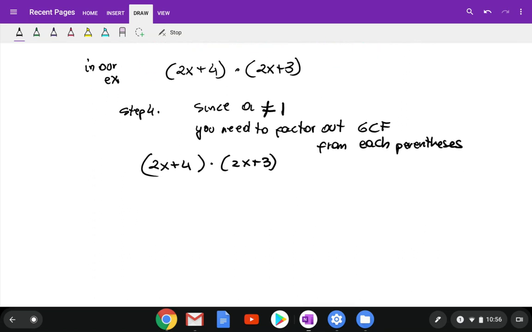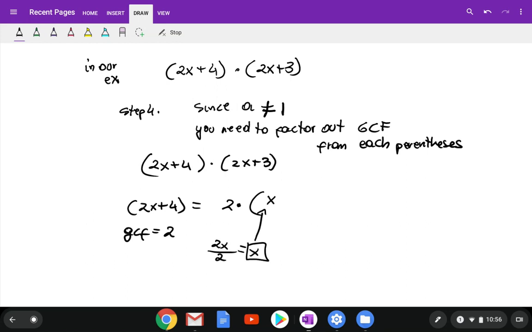Let's take care of the first parenthesis. You have 2x plus 4. The GCF here will be 2. So I'm putting that 2 times, and again you take your original 2x, divide by your GCF, which is 2, you end up with x, so that x goes here. Then you take your original 4, divide by your GCF, which is 2, you end up with 2, so you're putting plus 2 in the parenthesis. And when you distribute, you should end up with the original.